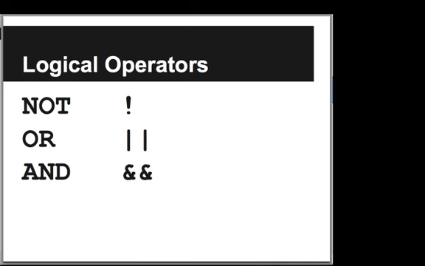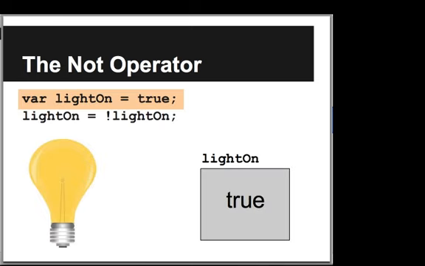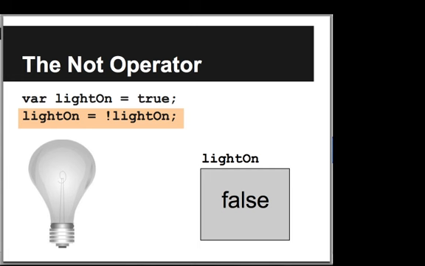Let's look at the not operator first. Let's say we want to represent a light switch. We write var lightOn equals true, and we can see in our box we have the value true, and that represents the light being on. And then in the second line we say lightOn equals not lightOn. What that does is take the value of lightOn previously and negate it, takes the opposite. So let's look at that in the program.